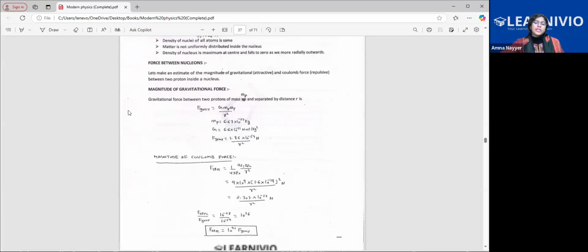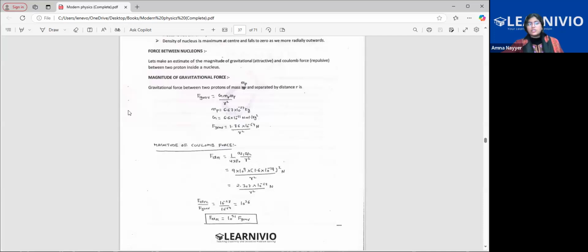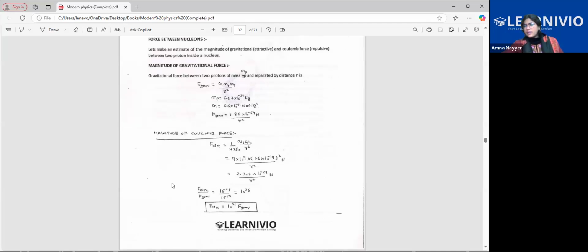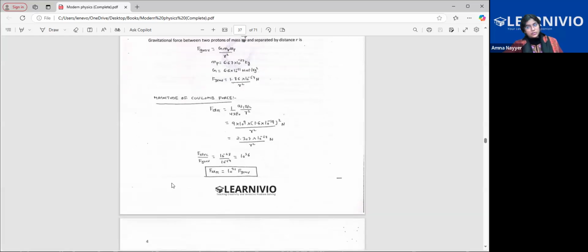The force between nucleons. In your class 11th, you must have done the gravitational force, F is equal to G m1 m2 by r square. If two protons are mentioned, and between two protons we are calculating the gravitational force, that is this value. And when we use Coulomb's law and calculate the value, when you take the ratio, we get 10 to the power 36. Since Coulomb's force is in your syllabus, that's why a discussion is made here. So electric force is 10 to the power 36 times the gravitation.